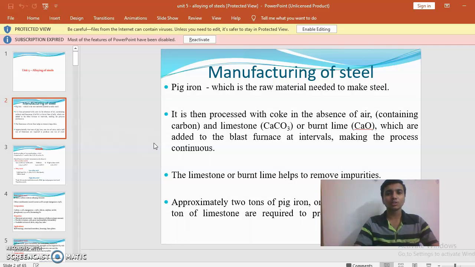Approximately 2 tons of pig iron, 1 ton of coke and half a ton of limestone are required to produce 1 ton of steel. This is the process of manufacturing steel.